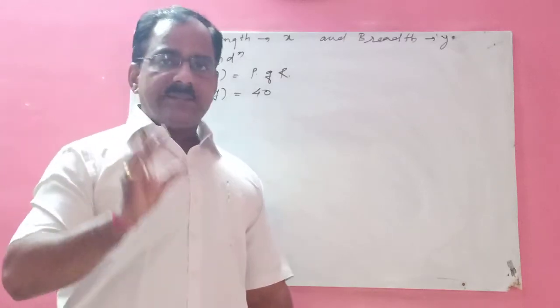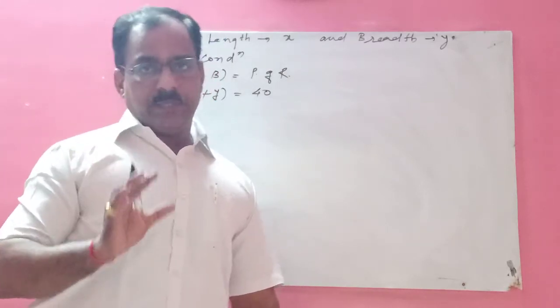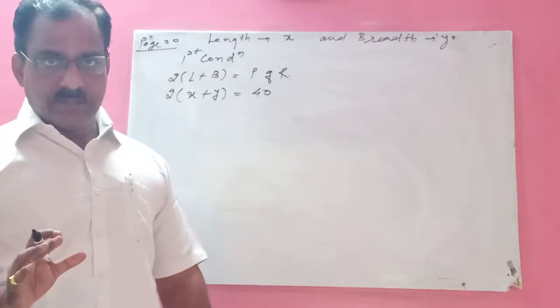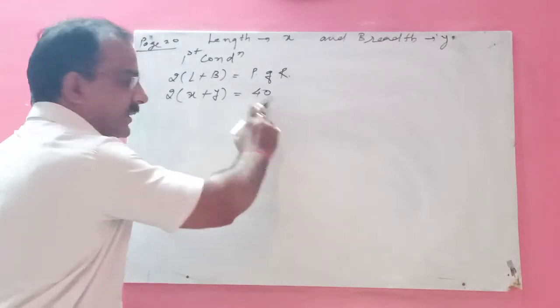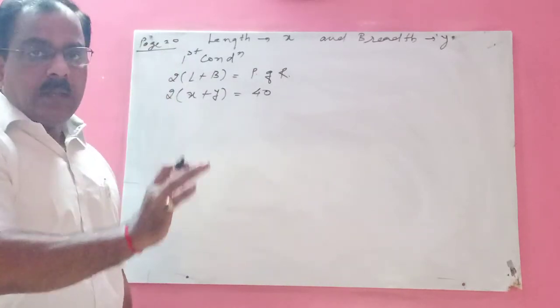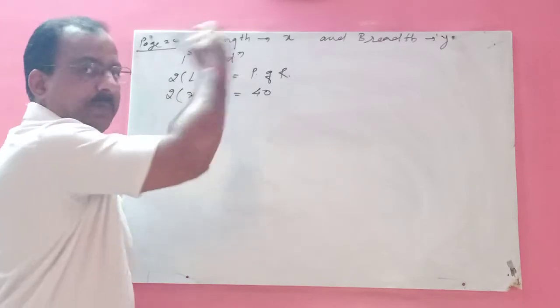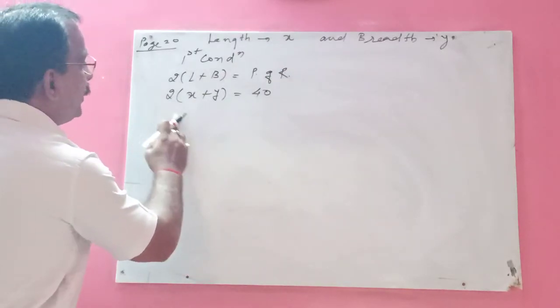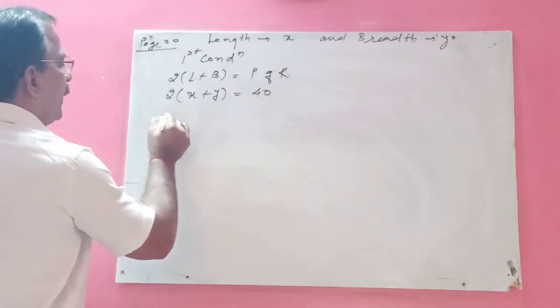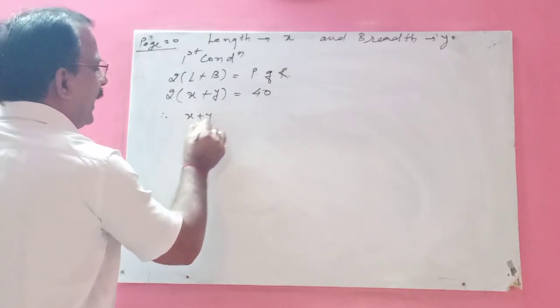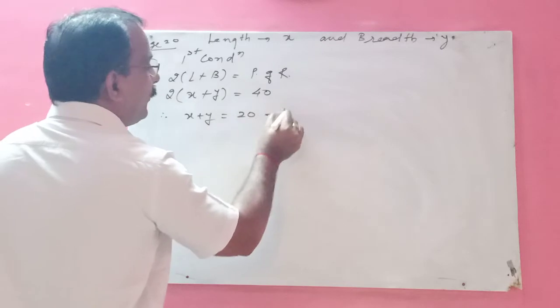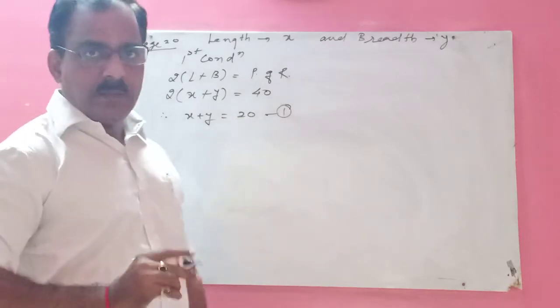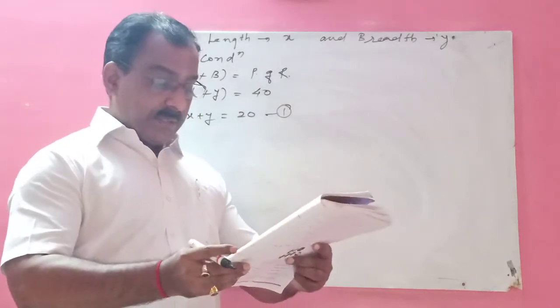But always try to simplify your equations if it is possible, children. This is the equation you got from the problem, but if it is possible to simplify, then simplify it. Transfer 2 here, so it becomes x plus y equals 20, which is equation number 1.